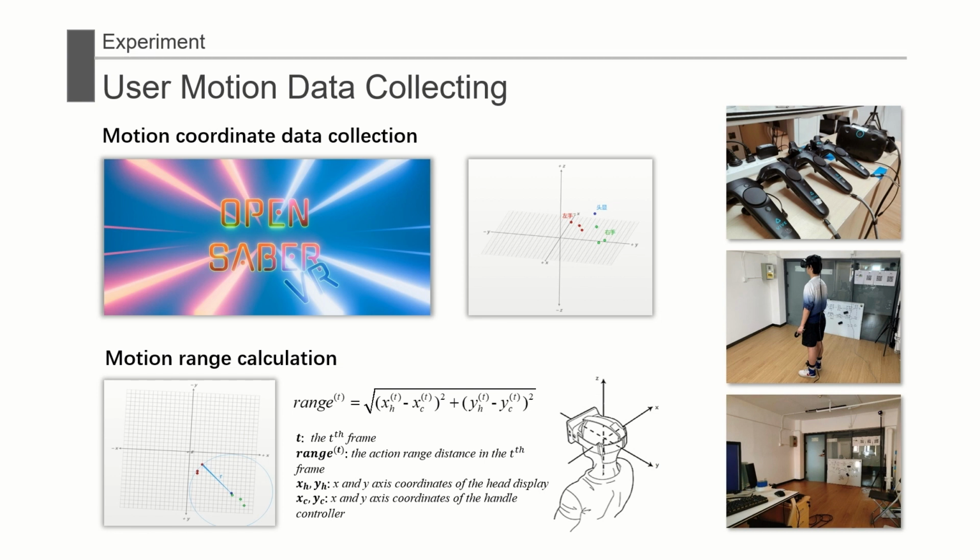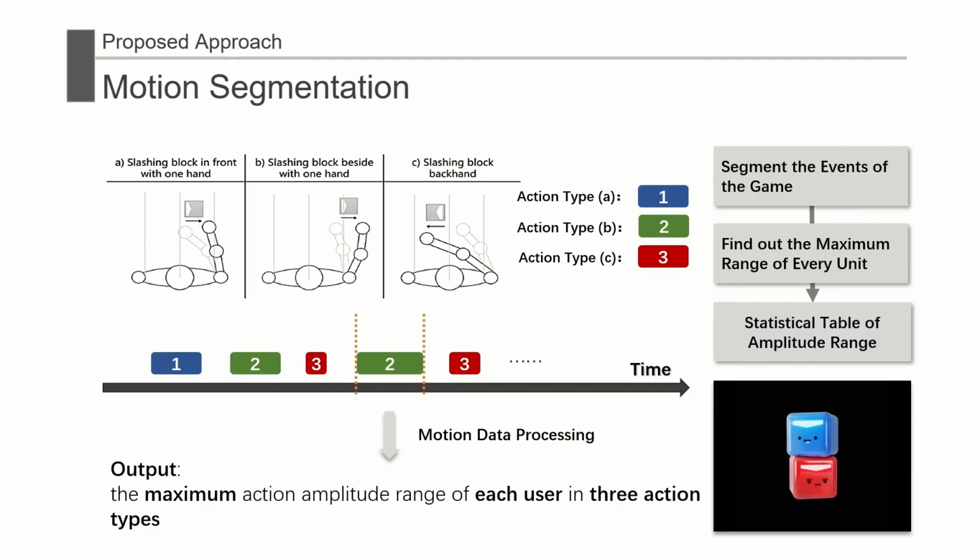According to the 3-dimensional coordinate system, the motion range of each frame is shown in the formula. After obtaining the user's motion range data, we carry out the following steps. We decided to segment the events of the game according to the occurrence of the red blocks. We divided the period into a series of VR events. We took each event as a unit to find the max motion range distance, and then we took this value as the max motion range distance of the corresponding event.